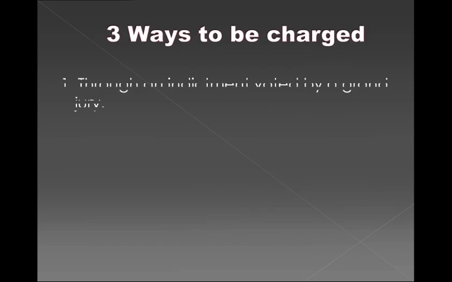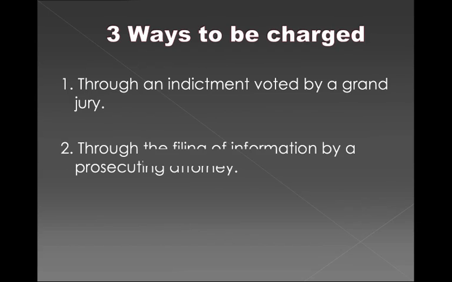Now, there are three different ways to be charged. There is an indictment. An indictment is voted on by a grand jury, and a grand jury typically is larger than your regular trial jury. It's about 25 people in a grand jury, and they simply weigh the evidence to see if they think there's enough evidence to bring a case against you, and if so, then they will indict you.